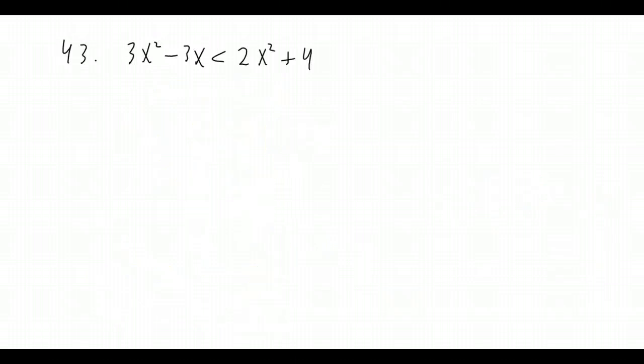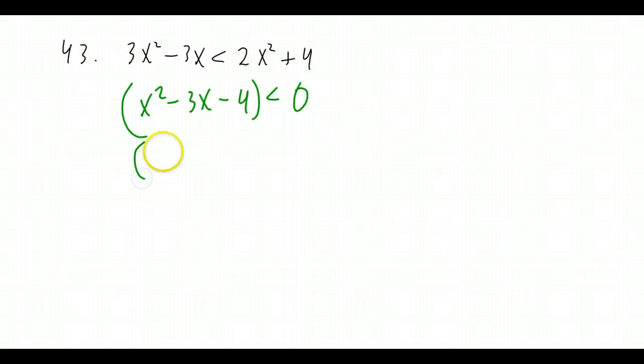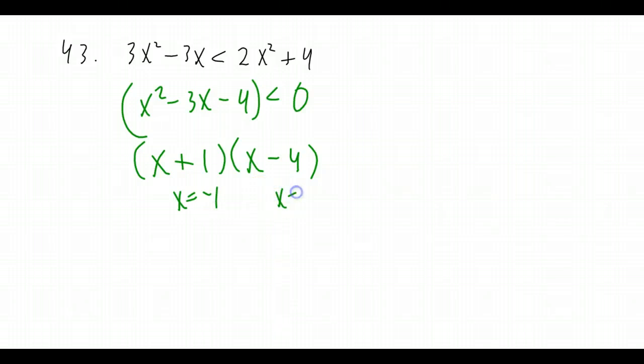Let's see if it gets any harder here. Just subtract here, bring everything over to the left side. X squared minus 3x minus 4 less than 0, if I subtract both those. Factor that if we possibly can. Hopefully we can. X and x, 4 and 1. The bigger number is negative. Positive x equals -1, and x equals 4.